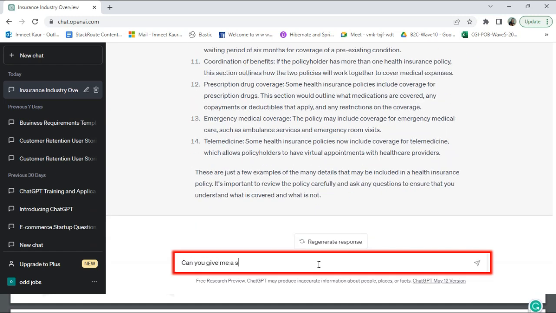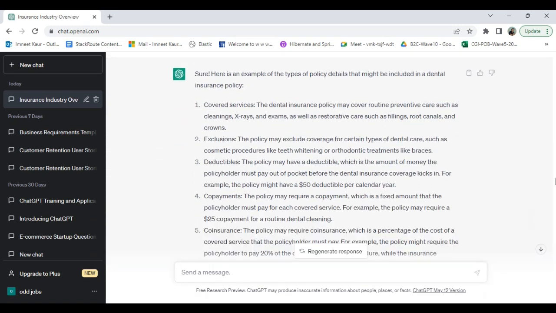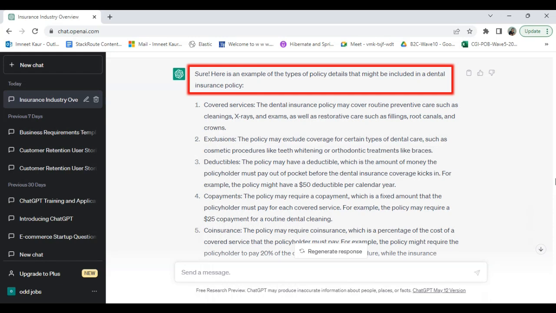So now let me ask another prompt. Can you give me a specific example using dental insurance? So if you look at the response, it has given us an example using dental insurance.